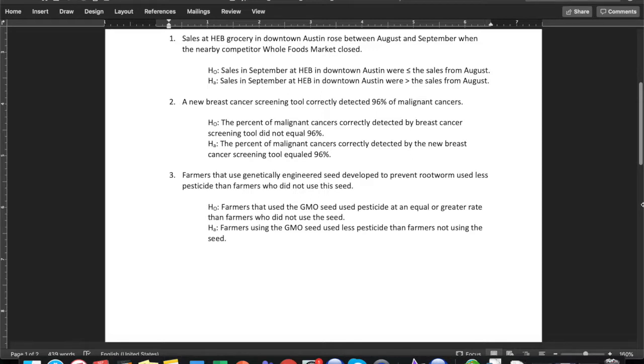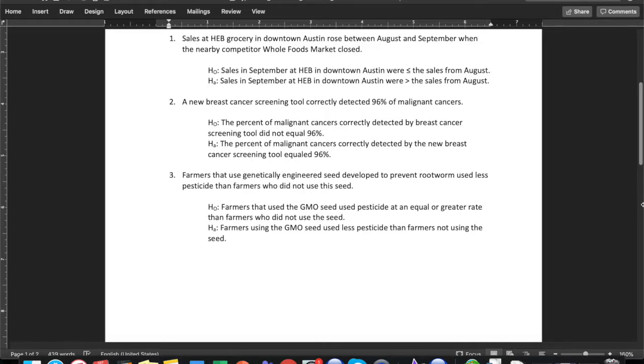I went into this territory because I think this is not something that everyone knows. Farmers that use genetically engineered seed developed to prevent rootworm use less pesticides than farmers who did not use this seed. I worked for Monsanto/Bayer, and this is one of the things that they're doing. They're building the pesticide prevention into the seed so you don't have to spray the pesticide that kills the bees. So I will inject some of that because I agree the company does some bad things, but they also do some good things too. So I'm going to put that in there.